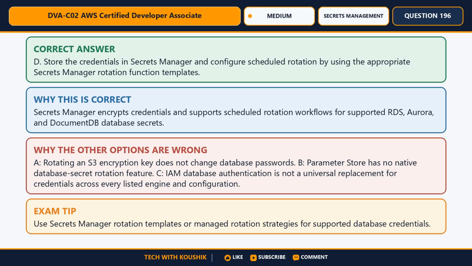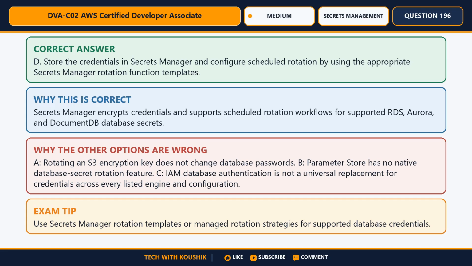The correct answer is D, store the credentials in Secrets Manager and configure scheduled rotation by using the appropriate Secrets Manager rotation function templates. Here is why. Secrets Manager encrypts credentials and supports scheduled rotation workflows for supported RDS, Aurora, and DocumentDB database secrets.